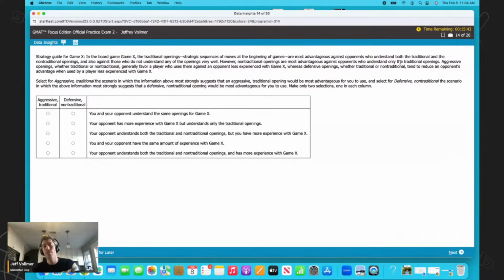So they're expecting you to do something traditional, and you throw some weird move at them, and they're like, what do we do? Aggressive openings. Oh God, there's another one. Aggressive openings, whether traditional or not, generally favor a player who uses them against an opponent who's less experienced. All right, so be aggressive when your opponent's a beginner. It's like be mean to them. And then defensive openings tend to reduce an opponent's advantage when used by a less experienced player. So if you are the novice, you should be defensive. Don't be reckless.